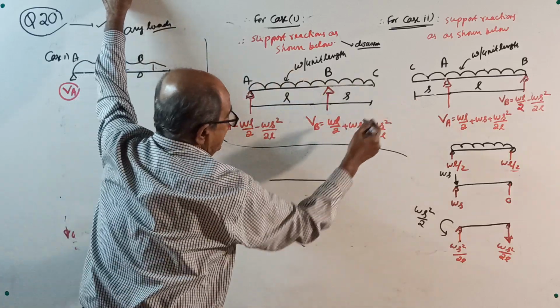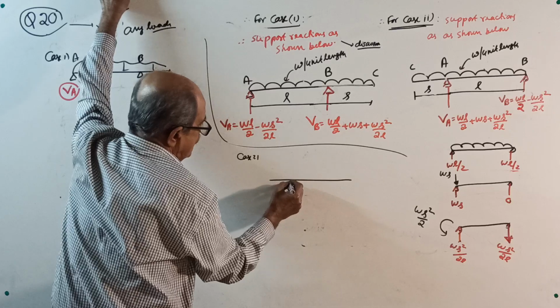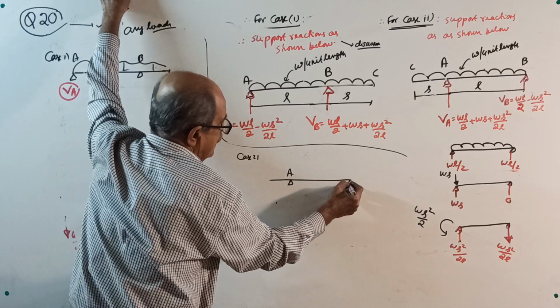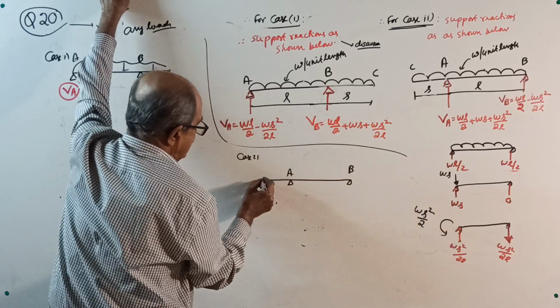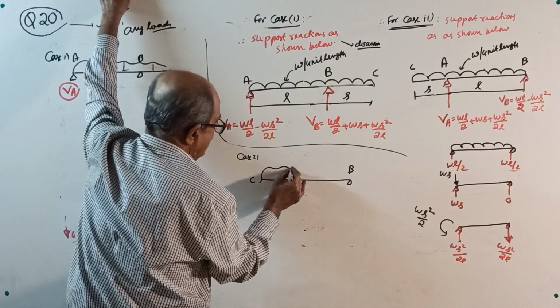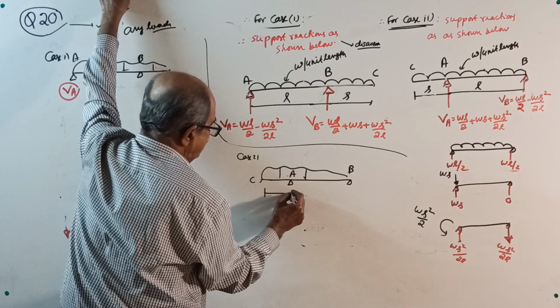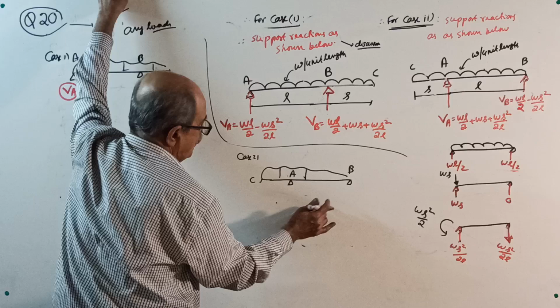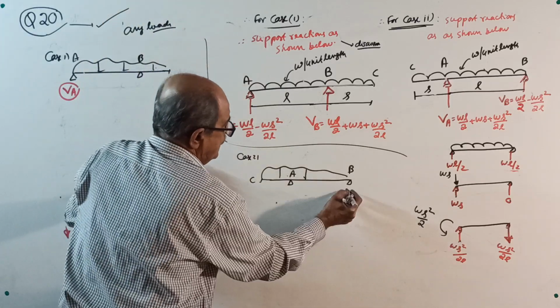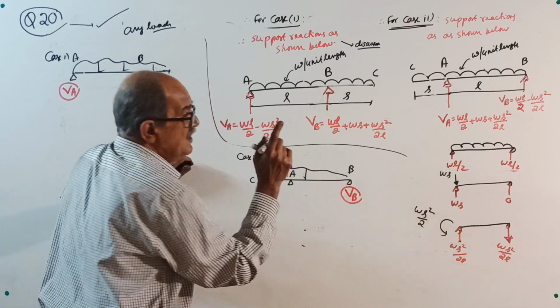Later, case 2: A, B, C, any loading. This is the overhang. Overhang is not required. Now, my discussion is VB. Why my discussion VB? I will tell you.